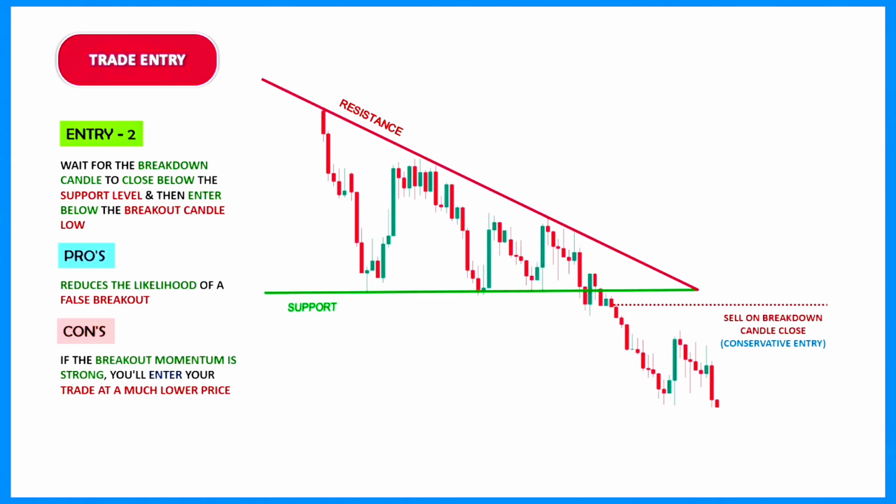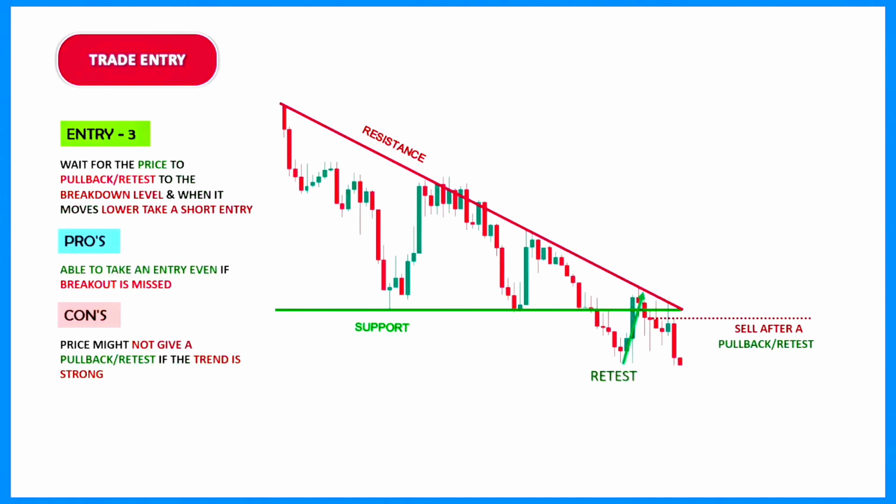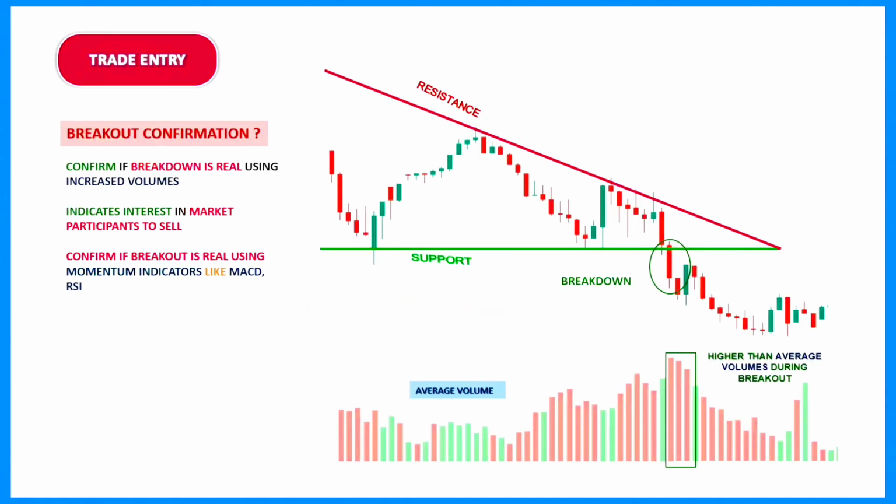And what if you miss the breakdown entirely? The worst thing you can do is chase the market after the move has already started. A better option is to wait for price to retest the breakout zone. Here, the old support is likely to act as new resistance, giving you a more favorable entry and a tighter stop loss. This setup often delivers a much better reward to risk ratio. One important thing to remember about the descending triangle is that pullbacks or retests don't happen often. That's why it's critical to validate the breakout with volume or momentum indicators.